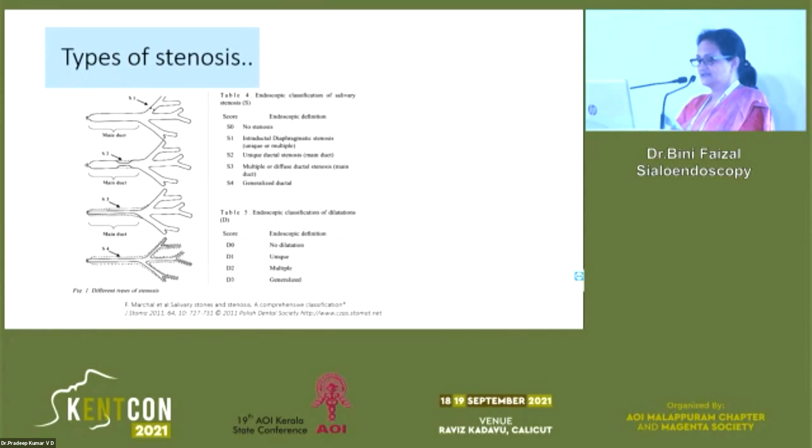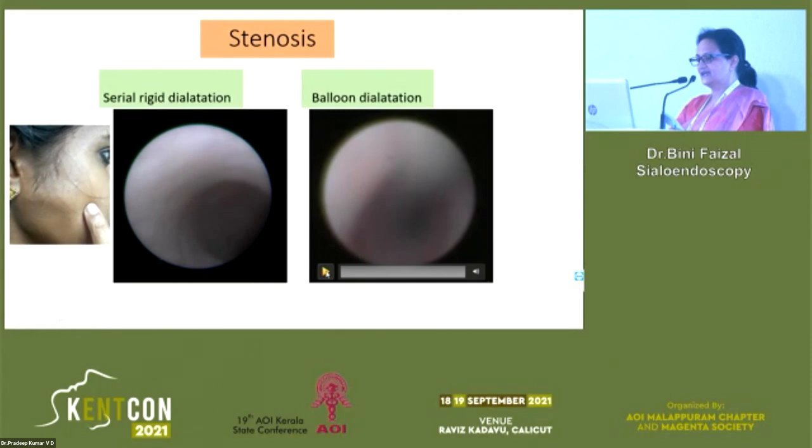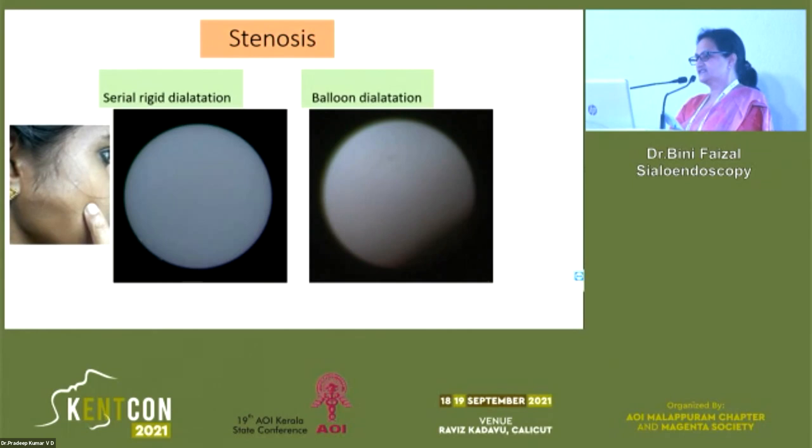So this is actually, you can see, a diaphragmatic stenosis. You can see the dilated duct beyond it. So you can dilate it with a rigid endoscope. So it is basically dilating it with a rigid endoscope, moving back and forth. For the purpose of saving time, I'll show you the next one also. This is the narrow duct system, which is being dilated by a balloon.